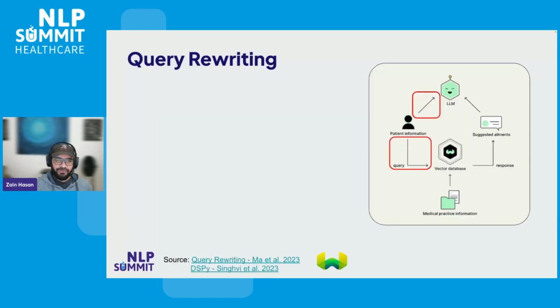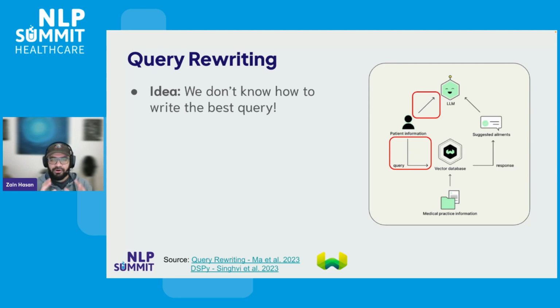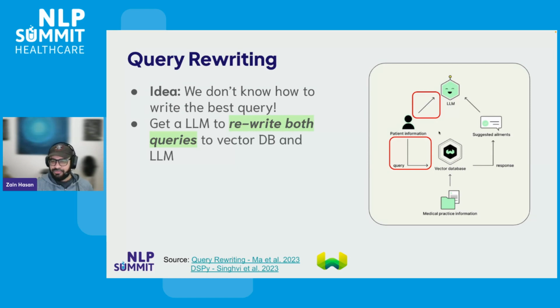The first thing that we're going to do is rewrite our queries. And so the idea here is, we don't really know how best to frame our queries to a language model. We don't really know how best to pose the information about this particular patient to a vector database, nor do we know how to write the best prompt such that a language model can understand exactly what we want to do and give us the best answer. So what we want to do is write an initial query, and then we want to rewrite it into its best format. Right? So we want to rewrite both the query that goes to the vector database and the one that goes to the large language model.